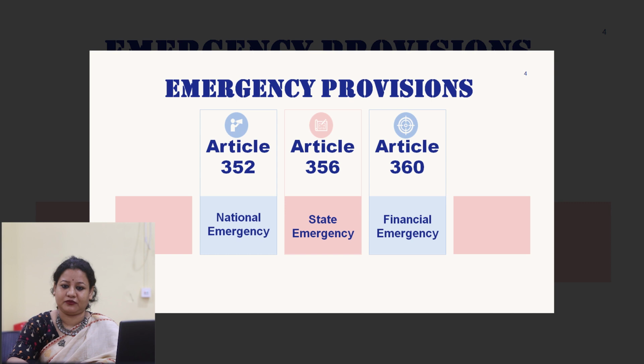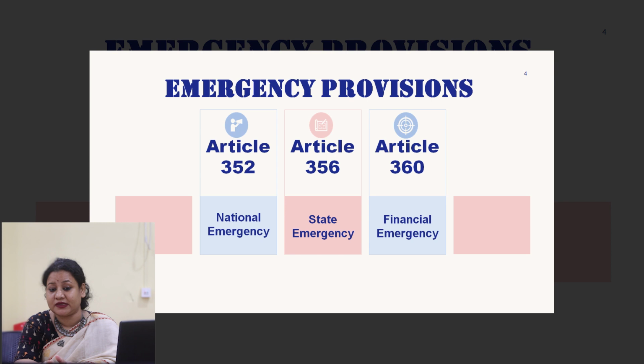The answer is, first point, when there is a war, external aggression or internal armed rebellion, the President of India has the power to declare a national emergency. The President of India is a central figure, right? When a national emergency is declared, the central government makes laws on all the subjects which are there in the state list.